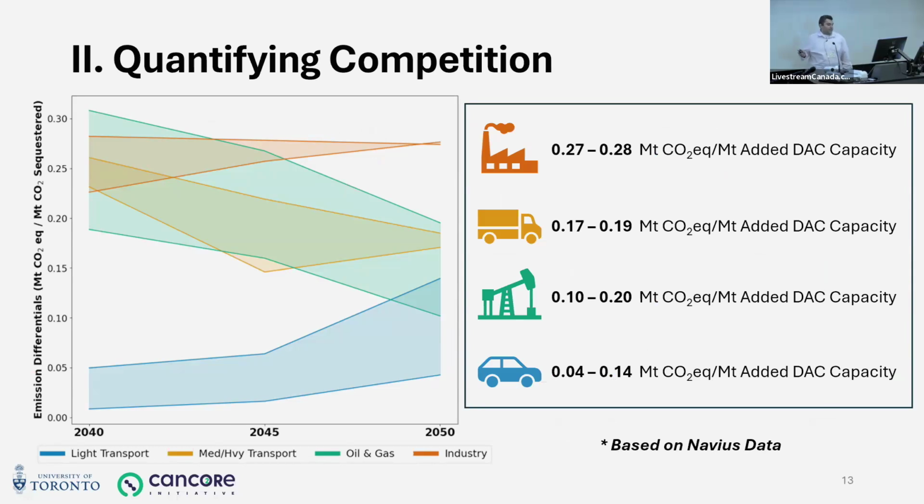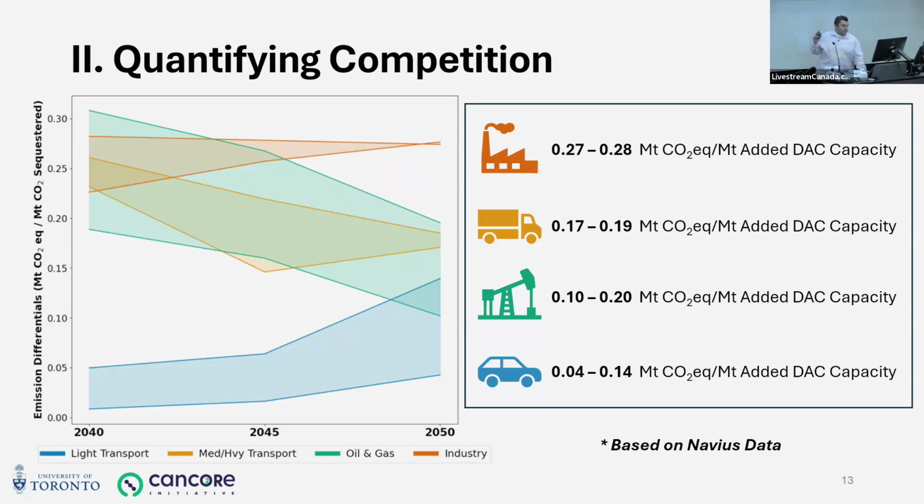Using the Navius scenarios, and for each sector and year from the 4 depicted, the 4 most impacted, we basically normalized the emissions differences by the DAC difference to get a marginal emissions rebound, measured in megatons of CO2 equivalents emitted per megaton of added DAC capacity. The 4 shaded regions here represent potential ranges of emissions rebound for each sector.